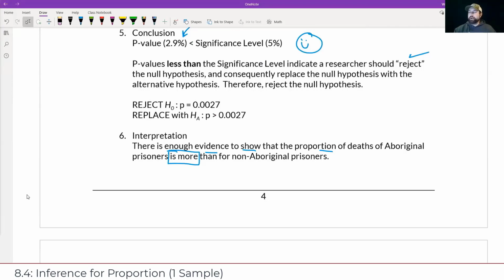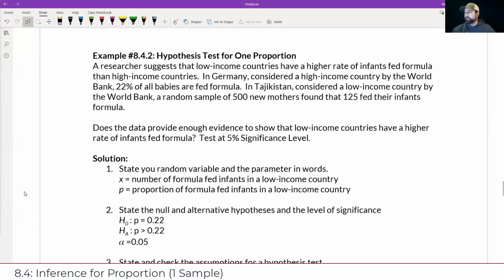Okay, so that's the entire process. I think we got one more example. This was infants being fed formula, high-income countries versus low-income countries. So you would say that the proportion of infants that are fed formula in low-income countries is equal to the proportion of high-income countries. This would be our null hypothesis, okay? That's this guy. And that happens to be, for the high income, 0.22. The researcher believes that low-income countries have a higher rate of infants fed formula.